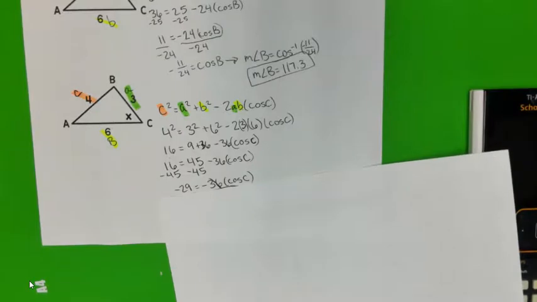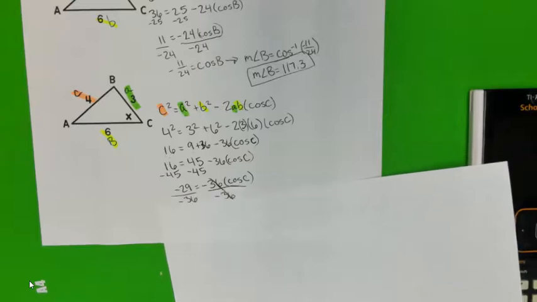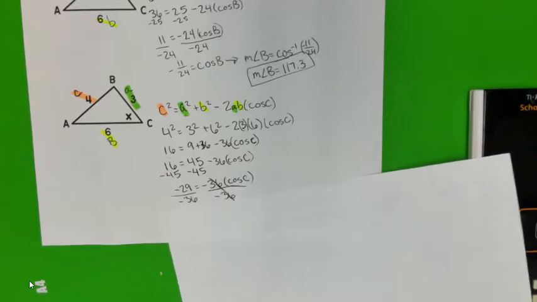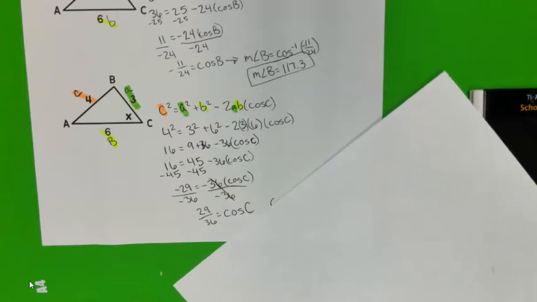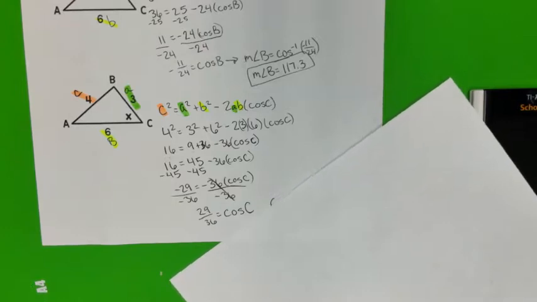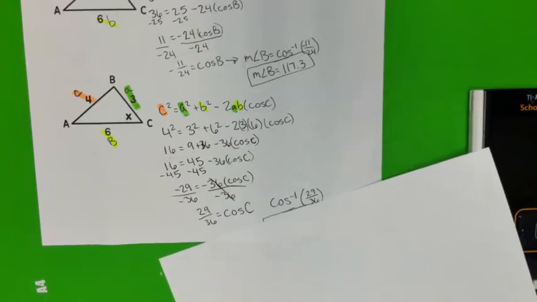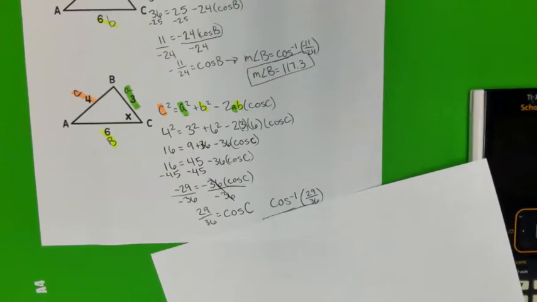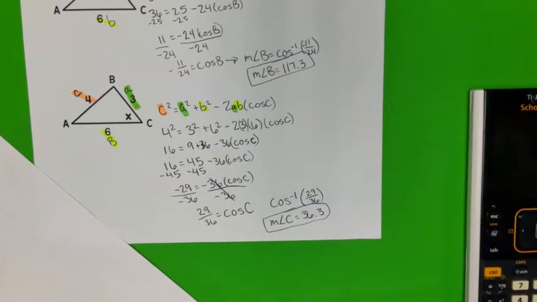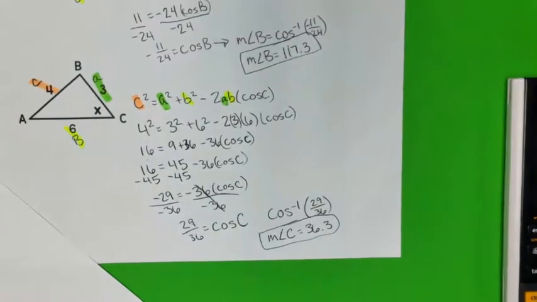And get negative 29 equals negative 36 times cosine of C. And then I divide by negative 36 on both sides. And then that ends up becoming positive because it's a negative divided by a negative. And then remember, anytime we're looking for an angle, we use the inverse. Cosine inverse of 29 over 36. And we get 36.3 as our answer.